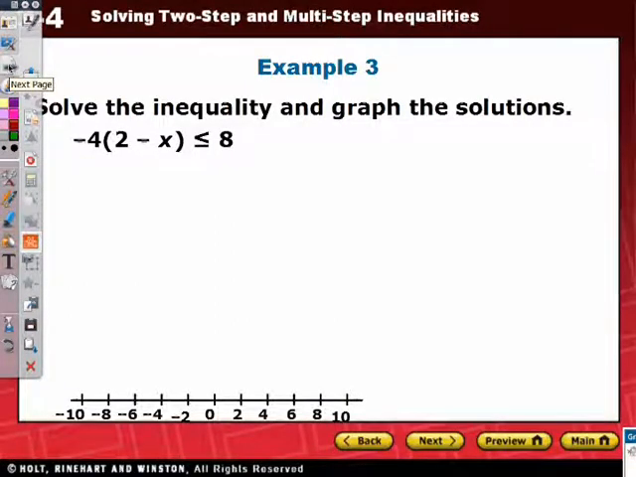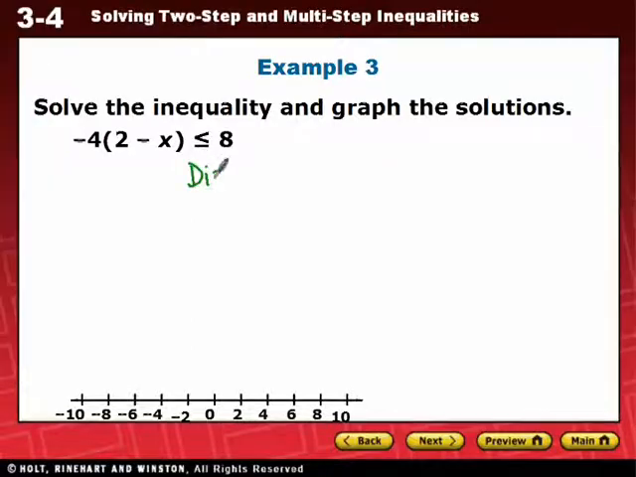Remember, anytime you multiply or divide both sides by a negative number, you have to flip that symbol. So on this problem, negative 4 times the quantity 2 minus x is less than or equal to 8, you could either distribute or you can divide. So pick one way and go ahead and try one of the two ways while you pause the video. Okay, now that you're back, I'm going to do it both ways. Okay, so you can see how they're different.